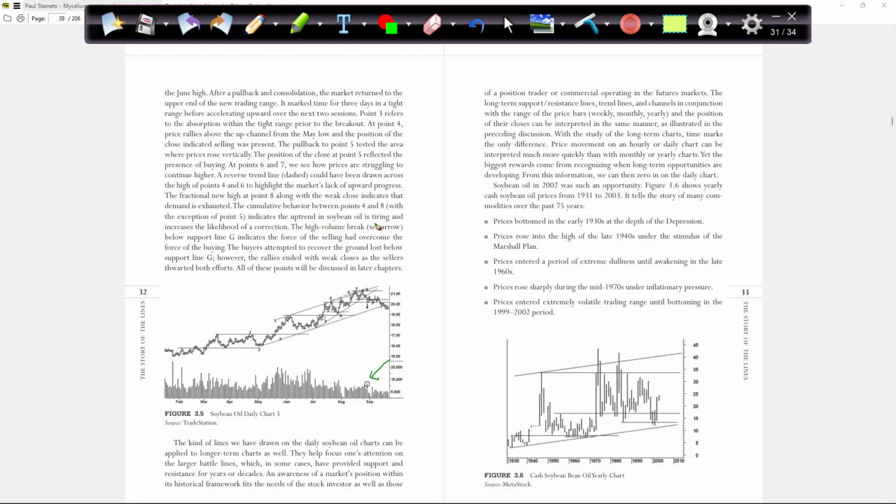The high volume break, C arrow, below support line G indicates the force of selling had overcome the force of buying. The buyers attempted to recover the ground lost below support line G. However, the rallies ended with weak closes as the sellers thwarted both efforts. All of these points will be discussed in later chapters.